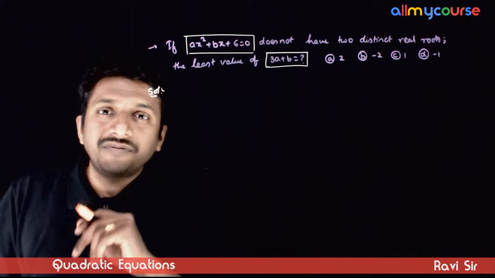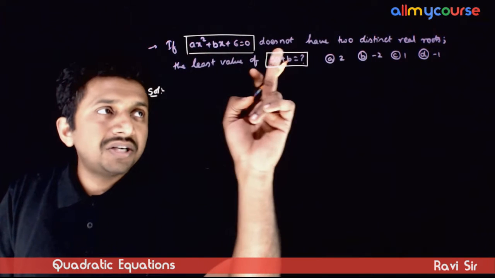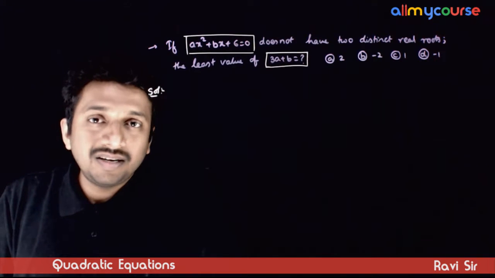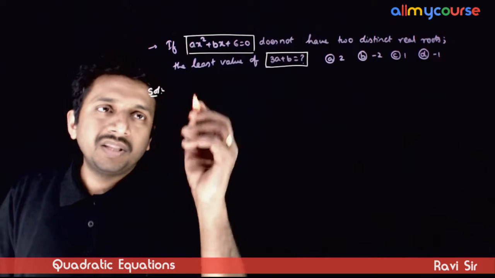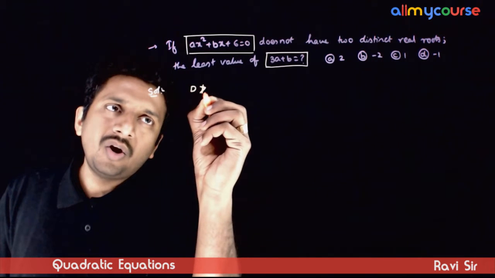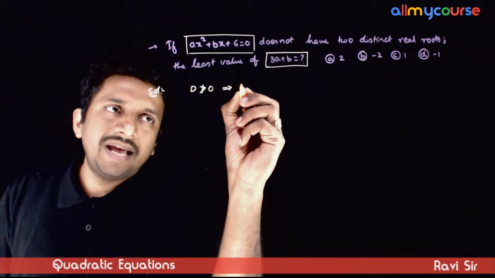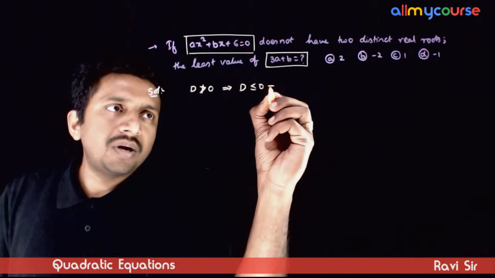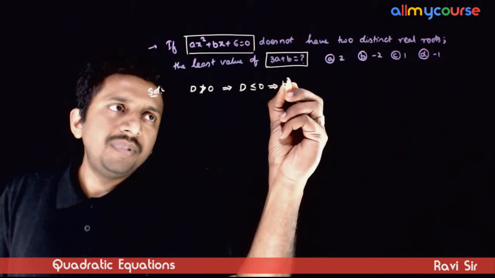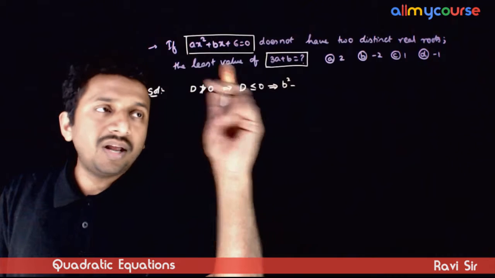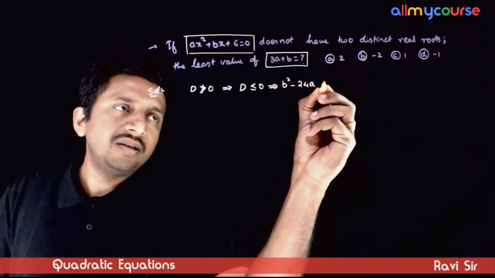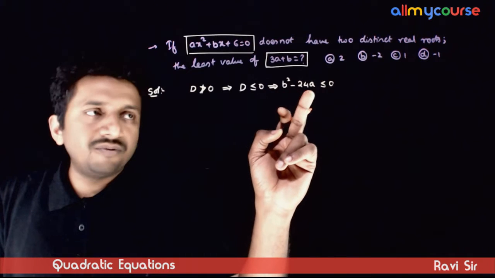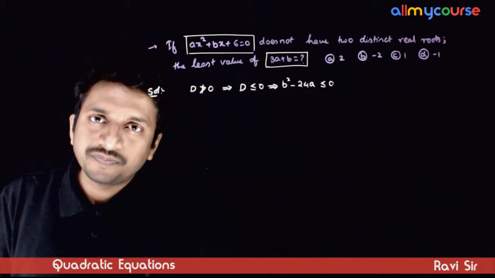So let us take the first information. This equation does not have two distinct real roots. That means the discriminant is not greater than 0. And this implies the discriminant is less than or equal to 0. So what is the discriminant of this equation? b square minus 4ac is b square minus 24a, which is less than or equal to 0. So b square minus 24a is less than or equal to 0.